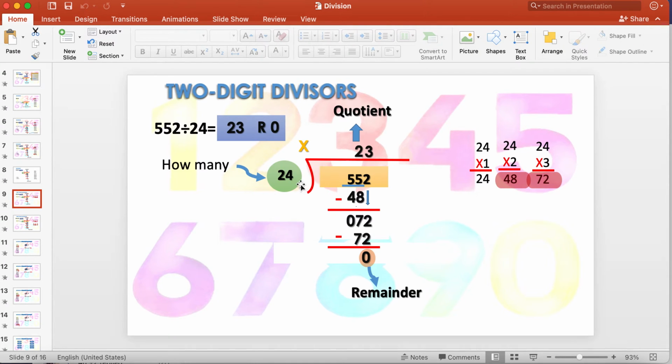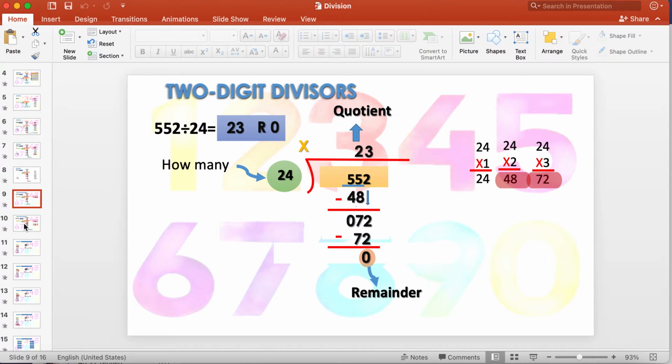So for example, in this case, 24 in 55. How many times is 24 in 55? So we did 24 times 1, which is 24, 24 times 2, which is 48, and 24 times 3, that is 72. Then we had to see which of these was closer to 55, but always below 55. It can never go over the limit. That's why we decided that it was number 2.